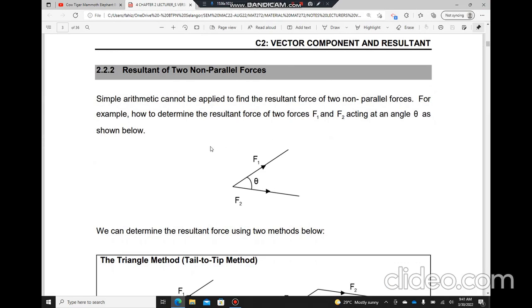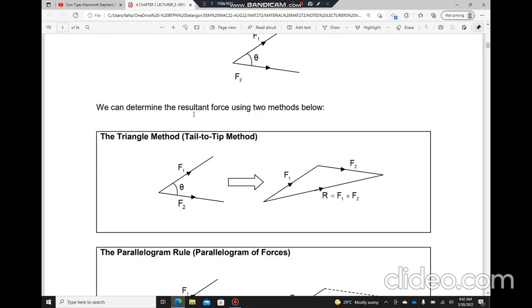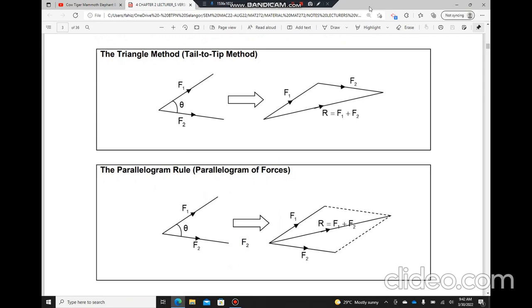Okay, next, this one, resultant of two non-parallel. Okay, yang ni non-parallel pula. Simple arithmetic cannot be applied to find the resultant force of two non-parallel force. Sebab yang ni bentuk non-parallel. For example, how to determine the resultant force of two forces, F1 and F2, acting at an angle theta as shown below. So, macam mana kita nak cari resultant, maknanya single force kan, daripada F1 and F2 sebab dia non-parallel. Okay, so we can determine the resultant force using two methods below. Okay, so kat sini kita ada dua method untuk cari resultant force.